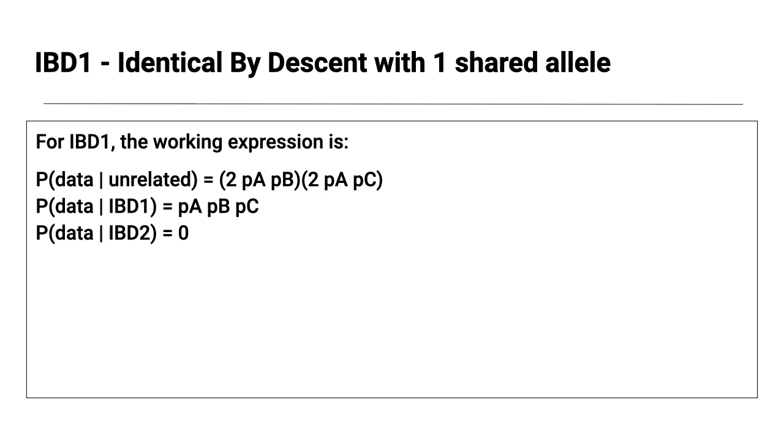This slide shows how we calculate probabilities when siblings share one allele identical by descent. The formulas incorporate allele frequencies from the population and the expected inheritance patterns under the sibling hypothesis.